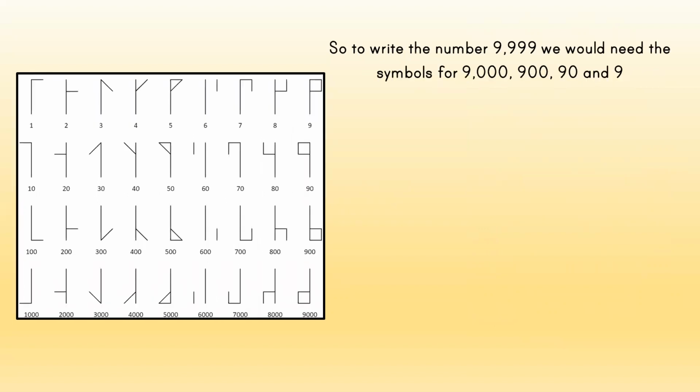To write the number 9,999, we would need the symbols for 9,000, 900, 90, and 9. Okay, so all of those symbols are quite similar, but different at the same time. So again, to make the number 9,999, we're going to overlay those symbols. Can you see how that line that runs down the middle of the number, that is the bit that is overlaid? So you can see there, can't you? So the number 9,999 would have looked like that.